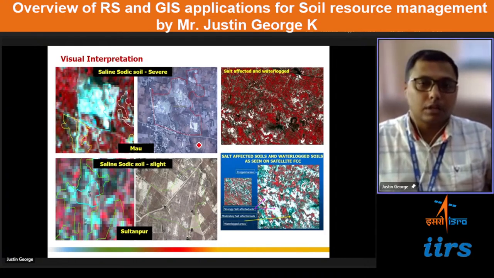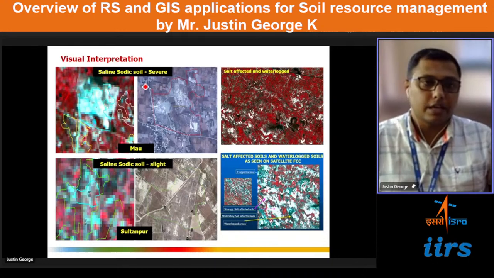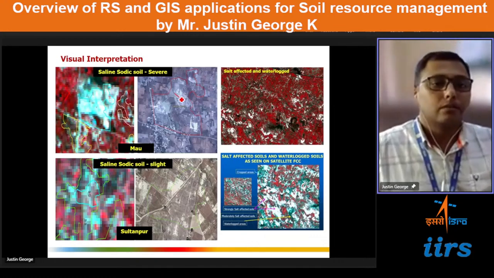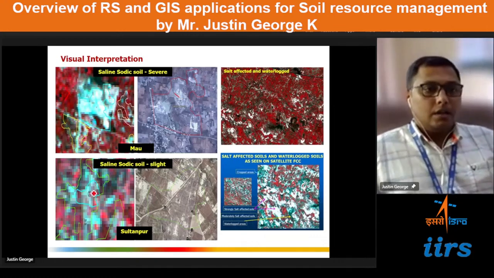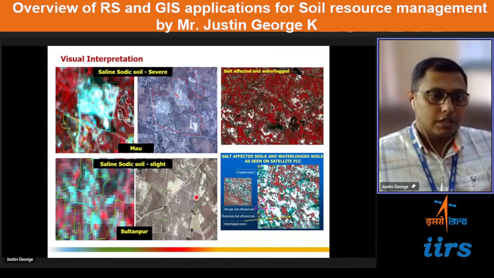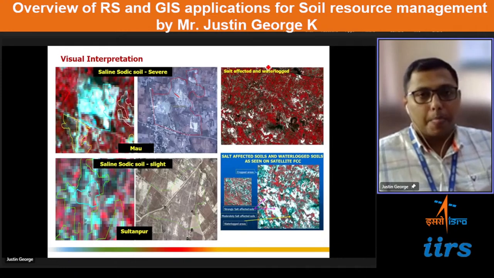And this is how the visual interpretation looks. This is the false color composite of a particular area where the soil has very severe saline sodic characteristics, and this is how the area looks in a Google Earth image. Here it is very bright, whereas this one is a slightly saline sodic soil. You can see there are red pixels in between. That means there is some amount of vegetation occurring in this particular area. These are both from the state of UP.